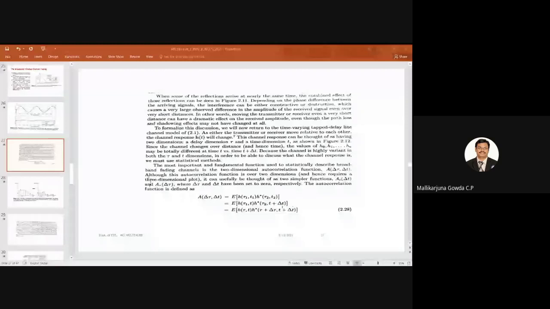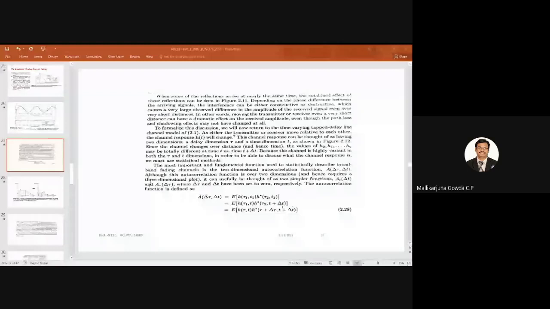That autocorrelation function is defined as A of delta tau comma delta t. Delta tau is what I said, tau is the delay, and t is the time. So there is a change in distance and a change in time, and due to that there will be a change in the impulse response of the channel. So how do I define that? This is the definition of the autocorrelation function, which is basically a statistical method.